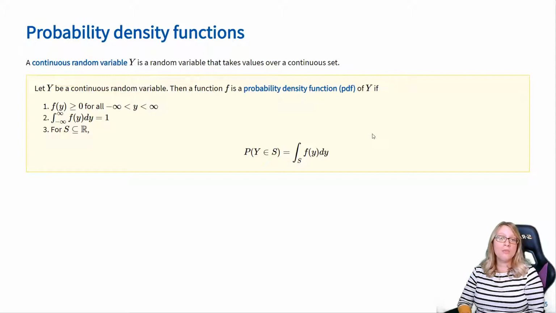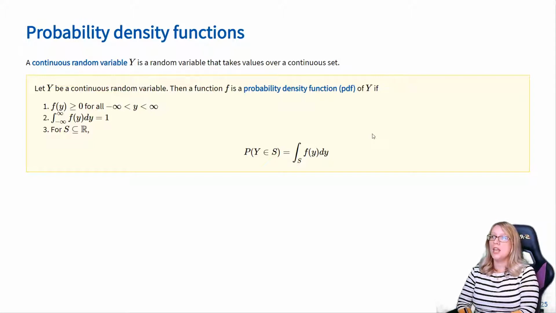First, f of y must be non-negative. It must be greater than or equal to 0 for the entire range of y. The second condition is that the integral of the PDF over its entire range must be 1. Now in practice, we usually don't integrate this PDF from negative infinity to positive infinity. We just integrate everywhere that the PDF is non-zero, and we call that region the support of y.